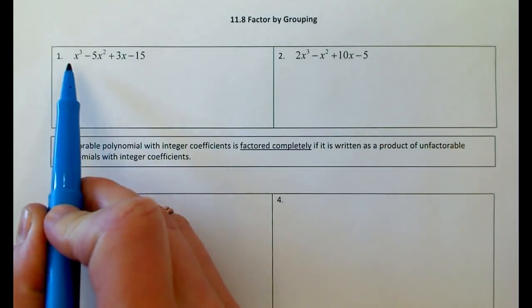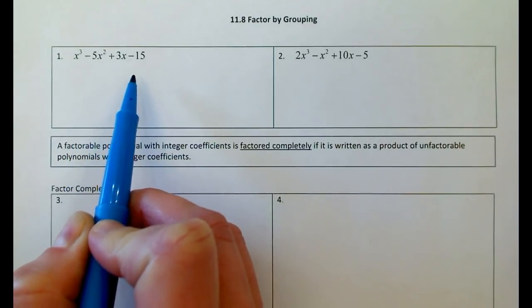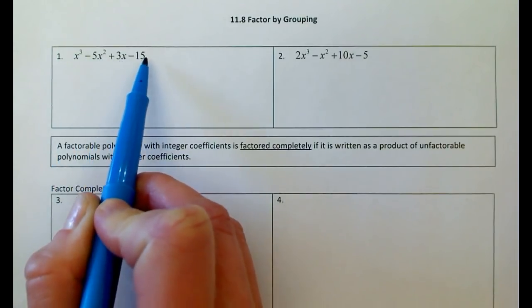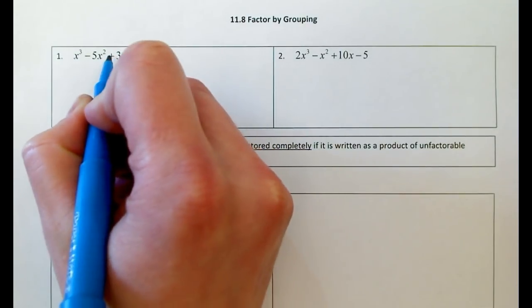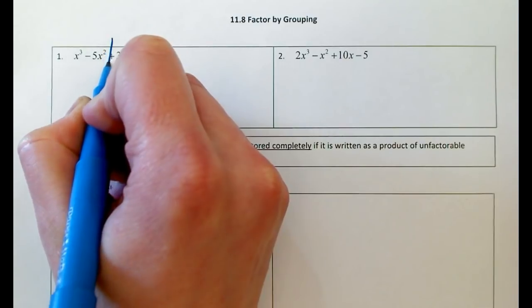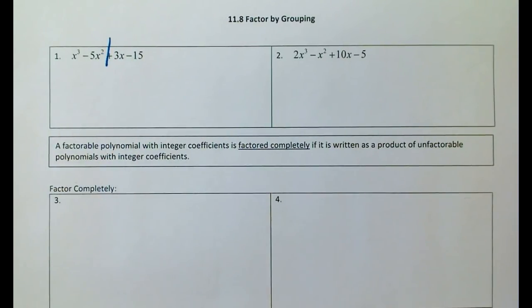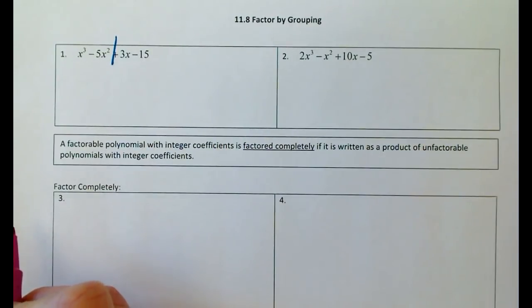So looking through my terms here, I've got coefficients of 1, 5, 3, and 15. No numbers in common. X to the third, x squared, x, and no x's. And we have no GCF for this problem. So what we do with factor by grouping is we split this problem in half. The first thing I'm going to find is a GCF for only the first 2 terms.